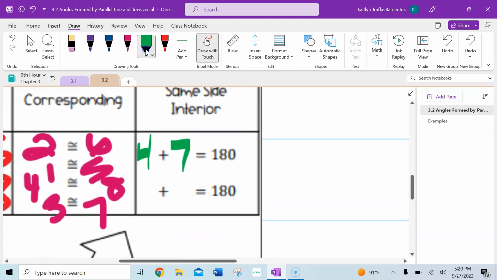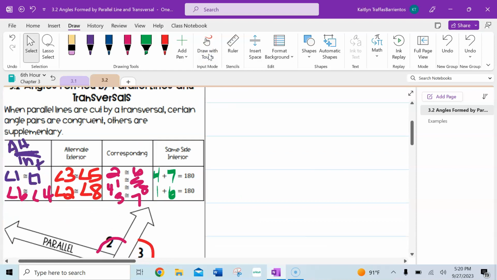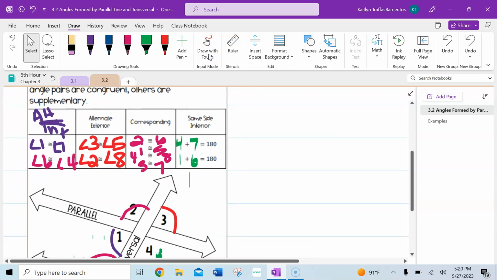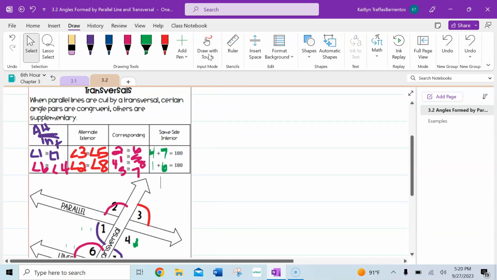So if I take the measure of angle 1 plus the measure of angle 6, I should get 180. All right, so those are our angle relationships. Most of them are congruent. We just have to make sure we keep these separate.